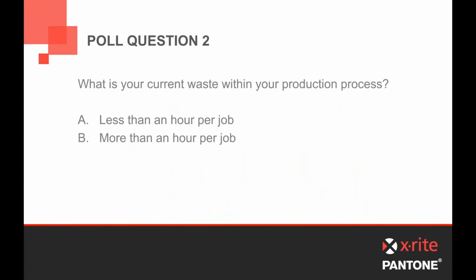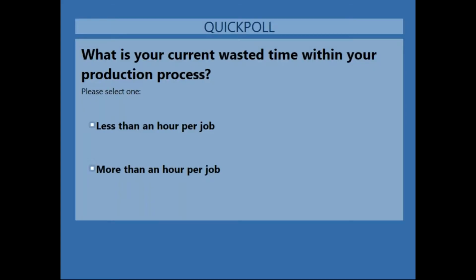Okay, so what is your current waste within your production process? A, less than an hour per job, or B, more than an hour per job? And I know typically this can depend upon how many colors are present during this run, but on average, which one of those?